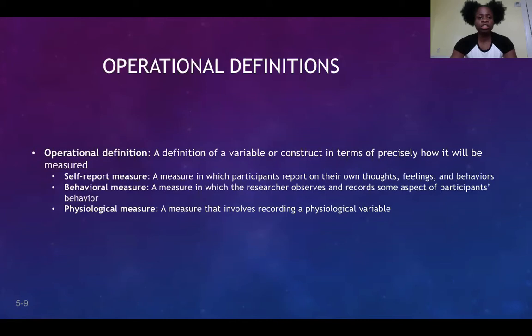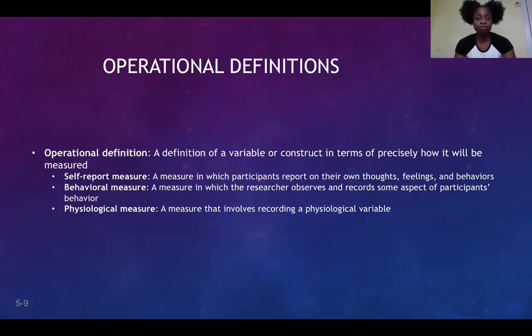Now moving on to operational definitions. So we're still, Paul Price is still defining terms when it comes to psychological measurement. An operational definition is a definition of a variable in terms of how precisely it is to be measured. They fall into 3 broad categories: self-report measures, behavioral measures, and physiological measures.